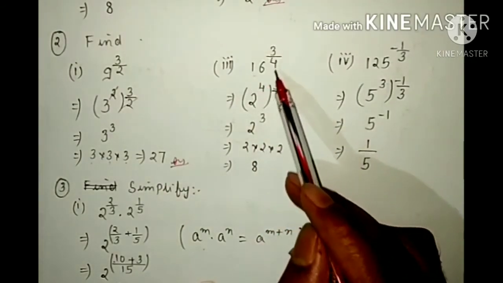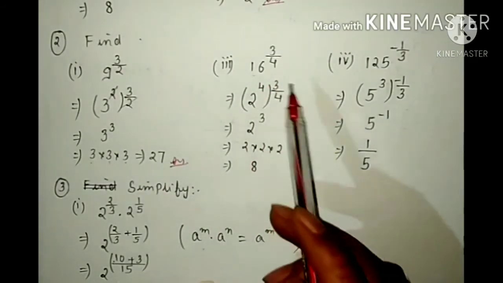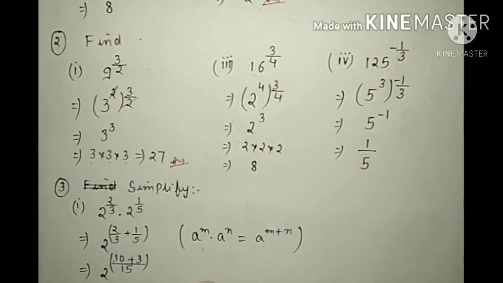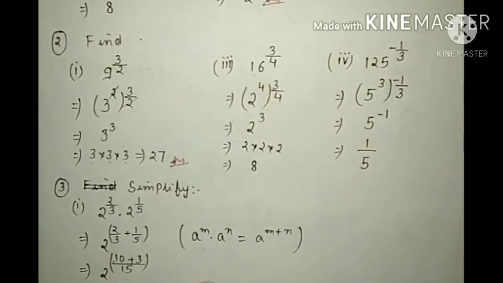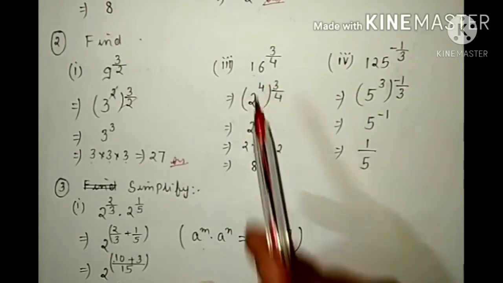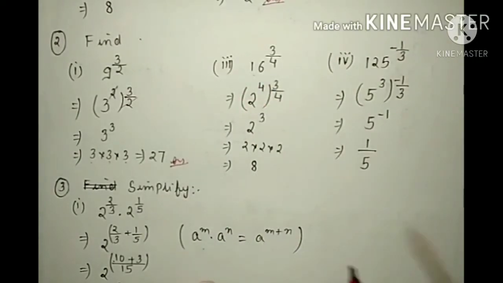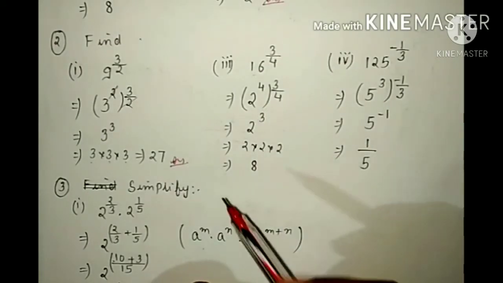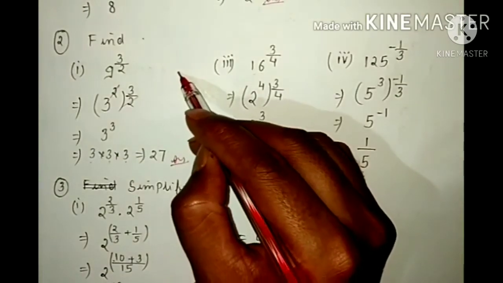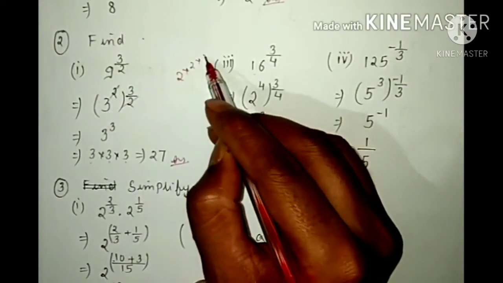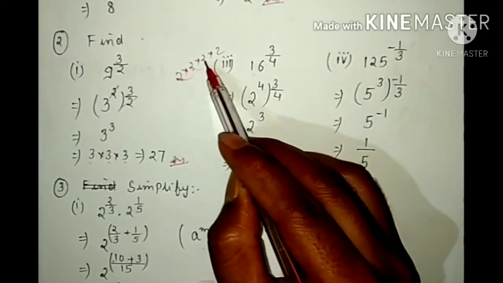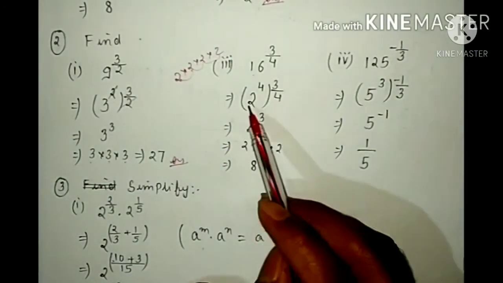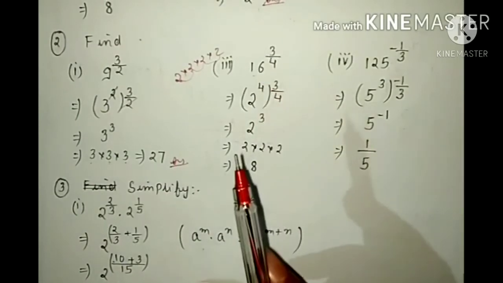16 की power 3 by 4. In denominator 4 is there. So whose fourth power is 16? 2's fourth power is 16. That means 2 की power 4 is equals to 16. You can confirm this by doing multiplication like this. 2 into 2 into 2 into 2. 2 2's are 4, 4 2's are 8, 8 2's are 16. That means 2 की power 4 is equals to 16.